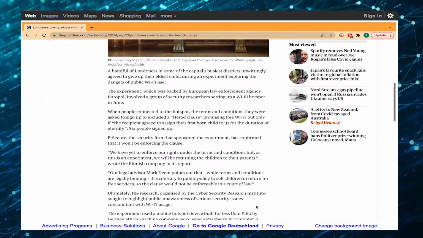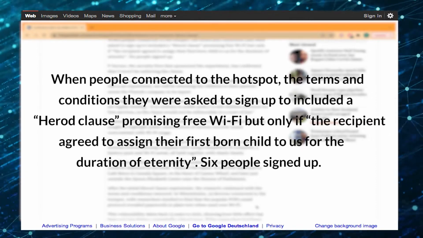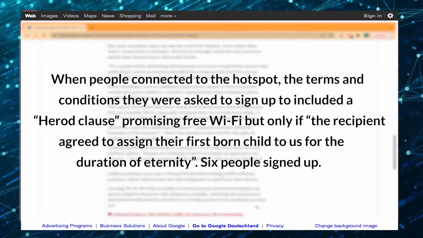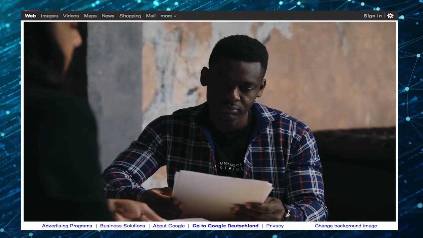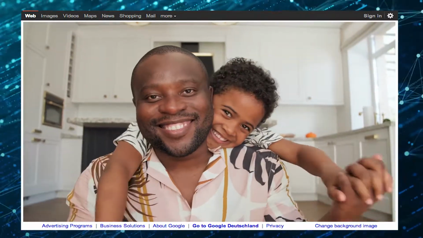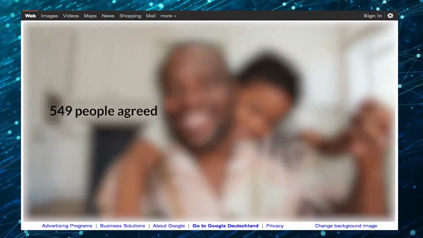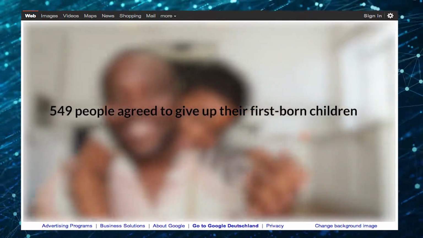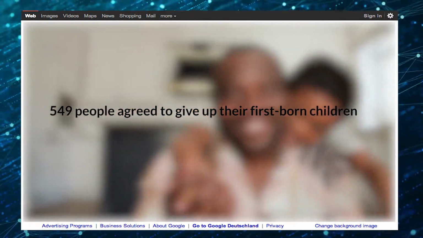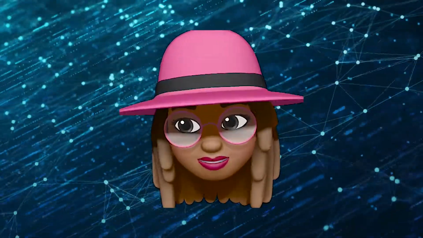The same thing happened 2 years earlier, where in exchange for free Wi-Fi, six people agreed to give their firstborn children for all eternity to the company providing this service. Did they read the terms of service? Nope. Should they have? That depends on how much you love your firstborn. That's right. A total of 549 people agreed to give up their firstborn children as a means of payment. Now, thankfully, both instances occurred as part of a study by academics.